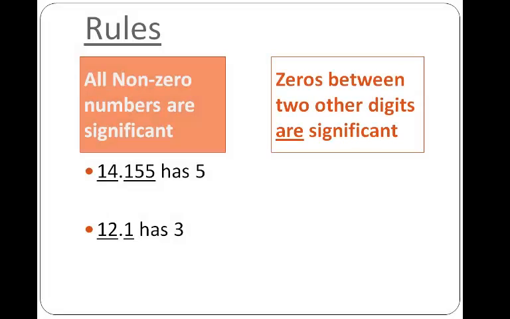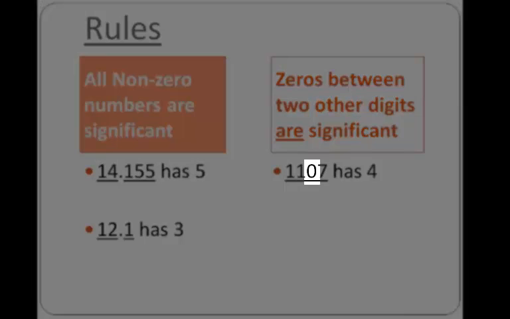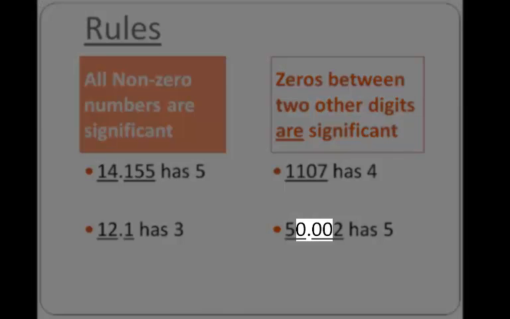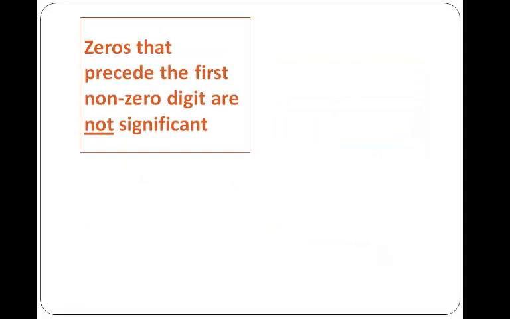Rule number 2. Zeros between other numbers are significant. So if I have a 0 somewhere in the middle, like 1,107, that 0 is significant, so that number has 4 significant figures. If I have 50.002, though, all those zeros in the middle are significant, so this has 5 significant figures.